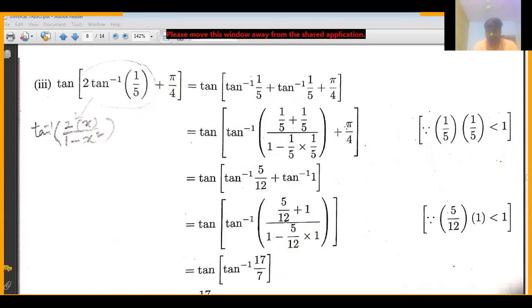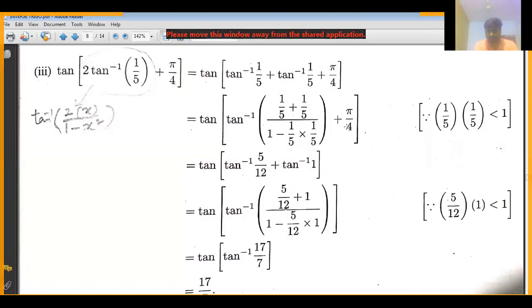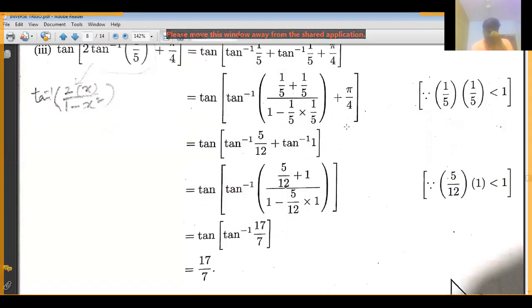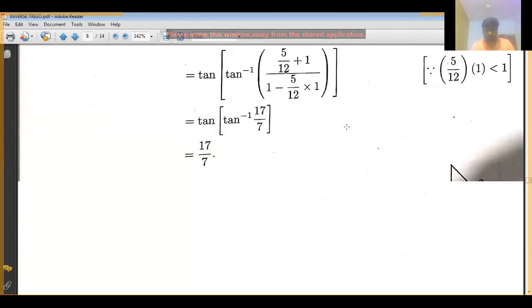Clear? 17 by 7 is the answer. Let us see some more problems in this.